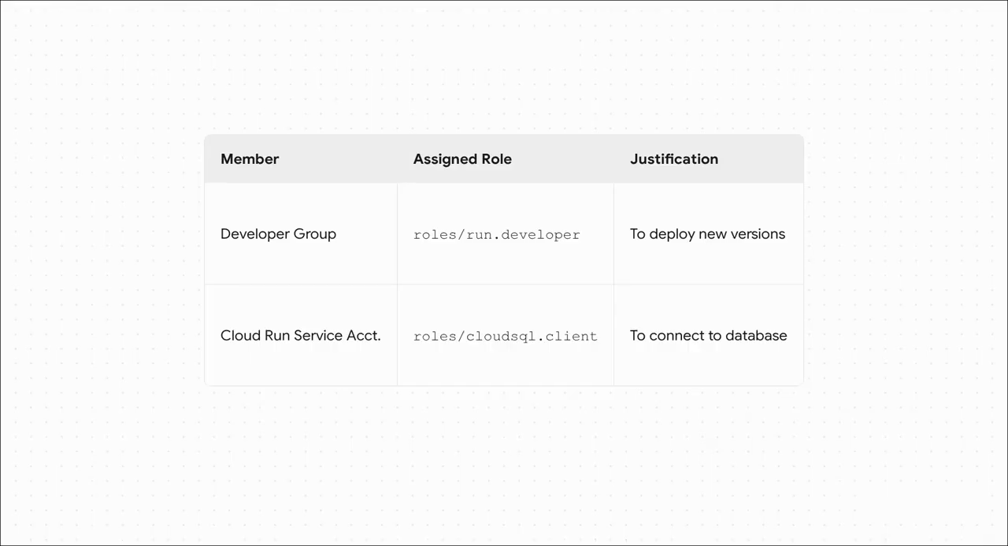Notice what we're not doing. We are not giving the developers the big, scary editor role. Nope. Instead, we put them into a group, and we give that group the very specific Run Developer role. This lets them deploy and manage their app, but nothing else. And then for the application itself, we use its own service account and we grant it the Cloud SQL client role. That way, the app and only the app can talk to the database. This is exactly what we mean by the principle of least privilege.